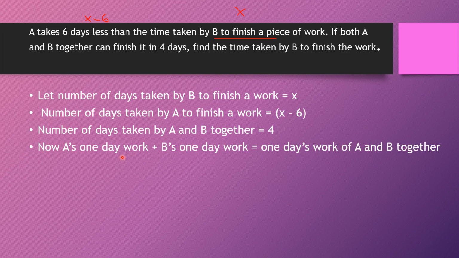That should be equal. So the amount of work done by A in 1 day will be 1 upon the number of days. What is the number of days? X minus 6. It is 1 upon X minus 6. That is the amount of work done by A in 1 day, plus the amount of work done by B in 1 day. Together they take 4 days, so the amount of work they do in 1 day will be 1 by 4. Am I right? Okay. So now you will cross multiply and solve the equation. You will get a quadratic equation, which you will factorize either by the formula method or by the factorization method to get the answer.